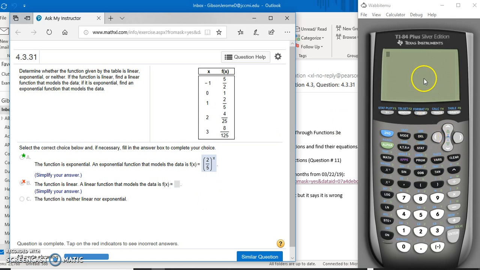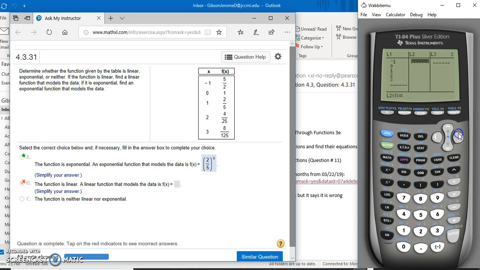So the first thing you have to do on your TI-84 calculator is to go to Stat and press Enter on Edit. Now your L1 would be your x value. So we had -1, 0, 1, 2, and 3.